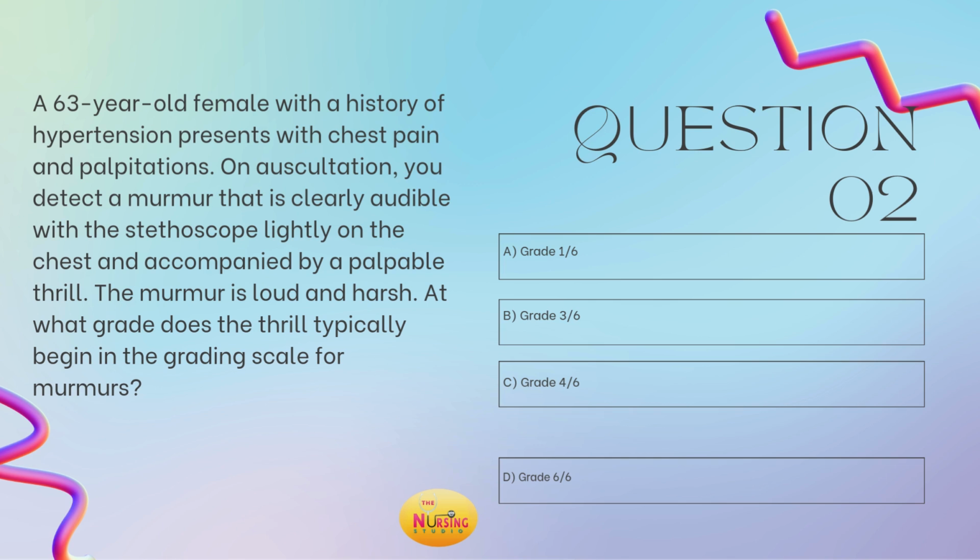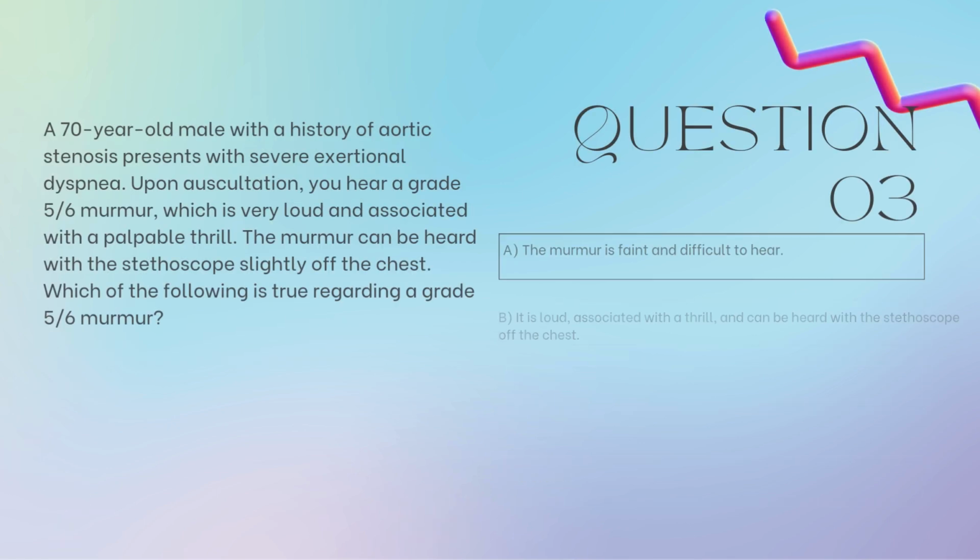All right, so similar question here states, at what grade does the thrill typically begin in the grading scale for murmurs? See, right here, the stem tells you everything you need to know. When you're thinking of the grading scale for murmurs, when do we typically note the thrill? It is C, grade 4, right? Grade 4 of 6 is when the thrill is typically noted as far as the grading scale of murmurs, okay? Grade 4. So C is your best answer.